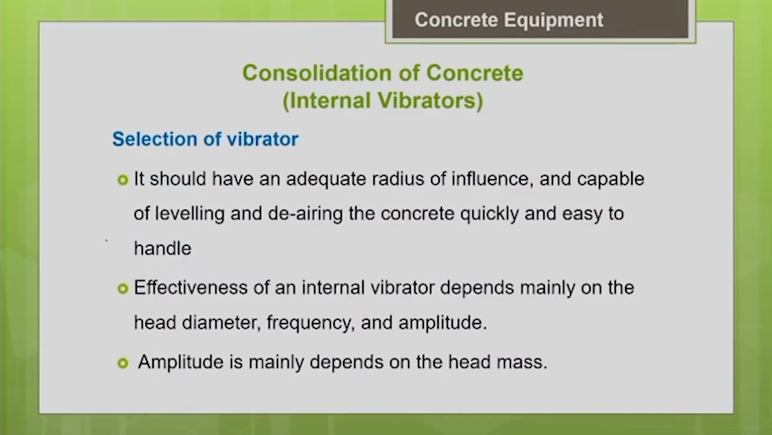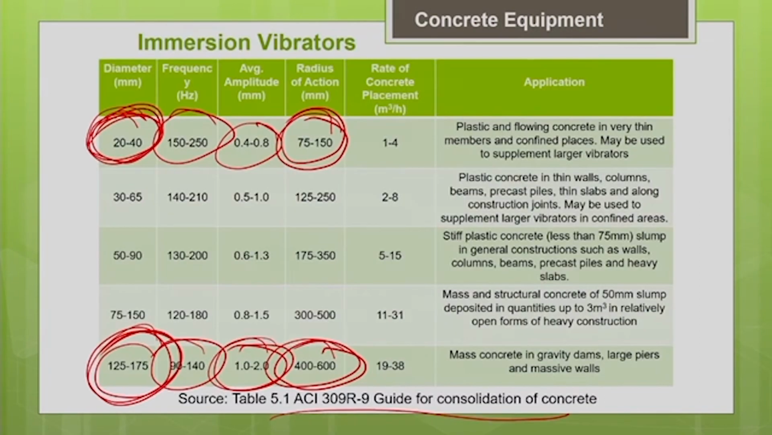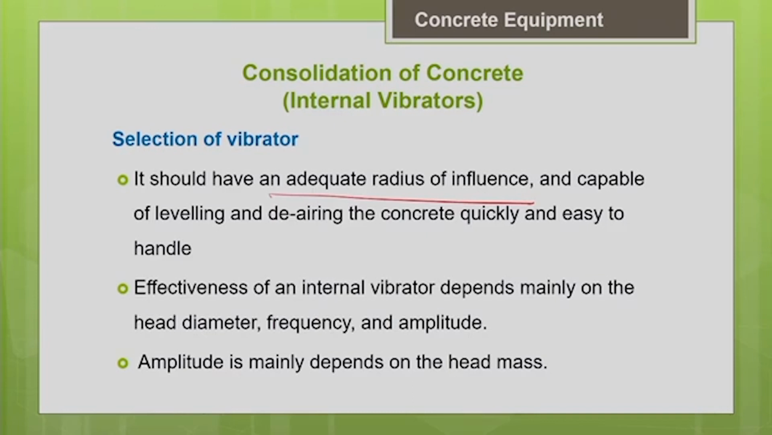Whatever vibrator you choose, it should have an adequate radius of influence, so that you can have your desired consolidation rate. Your rate of concrete placement also varies. For a smaller vibrator it is 1 to 4 meter cube per hour, but for a bigger diameter vibrator you can have 19 to 38 meter cube per hour. Depending upon the productivity needed, you make the choice of your vibrator. It should be capable of leveling the concrete and de-airing the concrete quickly, and it should be easy to handle also.